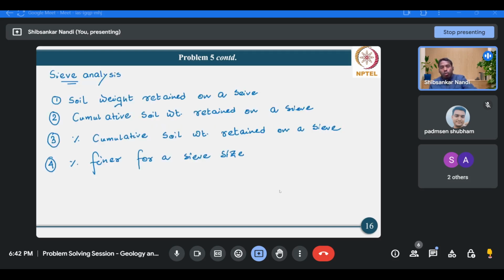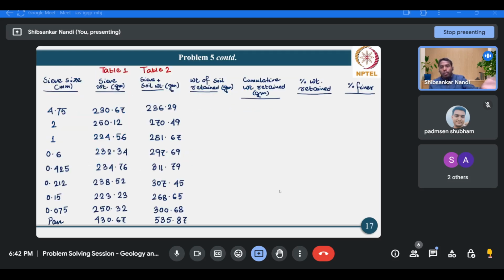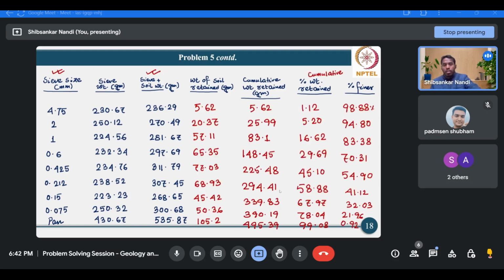Okay, so for that we have already completed the sieve analysis calculation part. This is the complete calculation, as you can see from this slide.